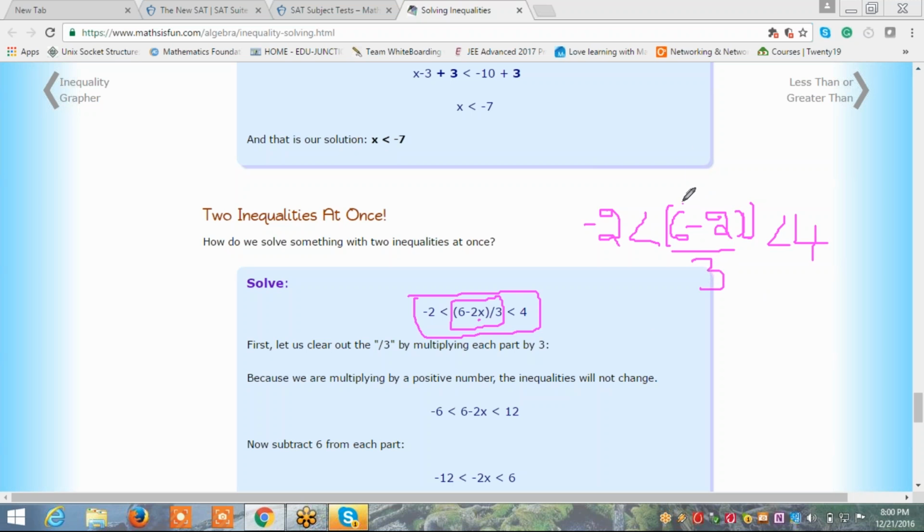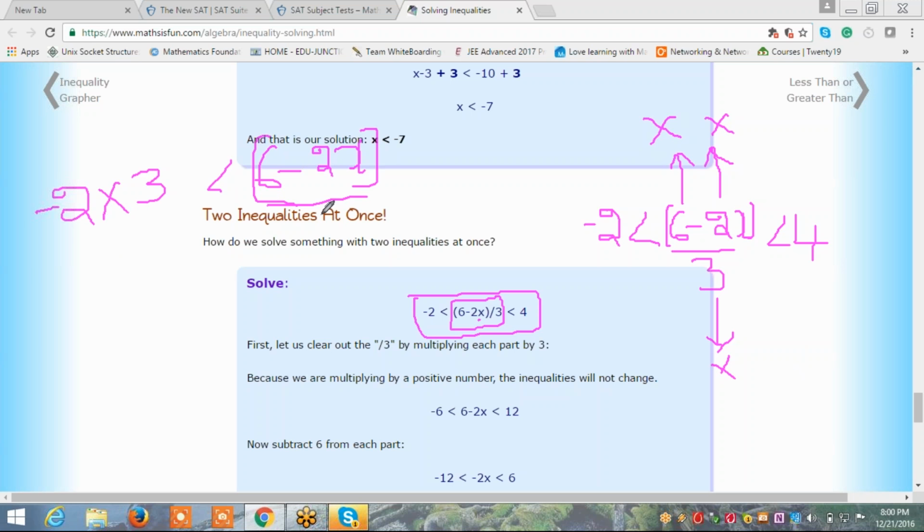My job is to remove the 6, the 2, and the 3. These are the things I need to remove. Which term can I remove first? 3. Very good. So in order to remove 3, we need to multiply the complete equation by 3. So -2 times 3, 6 minus 2x, and 4 times 3.